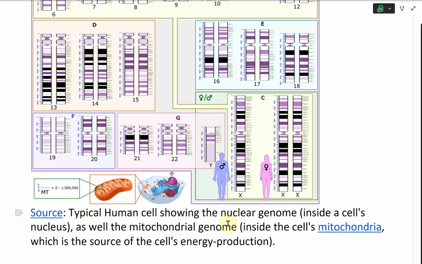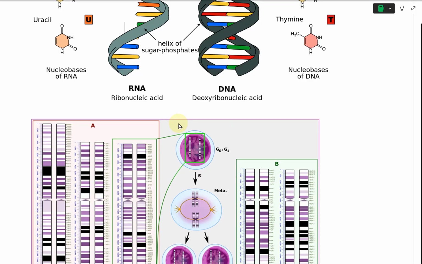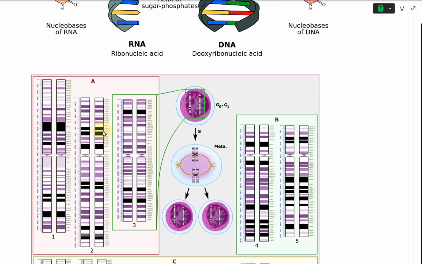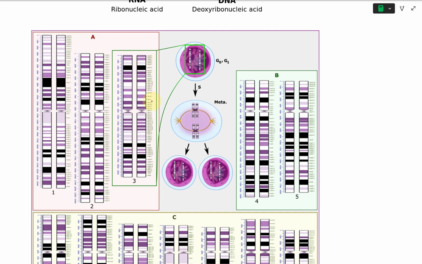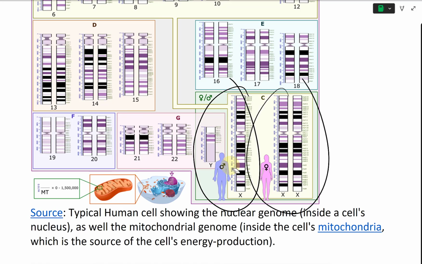This is a typical human cell showing the nuclear genome inside a cell's nucleus, as well as the mitochondrial genome. This is inside the cell's mitochondria, which is the source of the cell's energy production. Most of the genetic code is inside the nuclei. So here's a cell right here. For example, here are 2 chromosomes, and they duplicate and split up, and then you get 2 cells like that in cell division. And that is one of the chromosome pairs. There's 23 in humans. When there's a Y and an X, that's a man. When there's an XX, that is a woman.